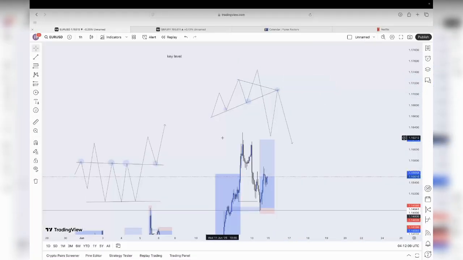Now, is this selling because of that psychological level? Is this setup selling because of that psychological level? No. The reason why it is selling is as a result of we already seen structure.